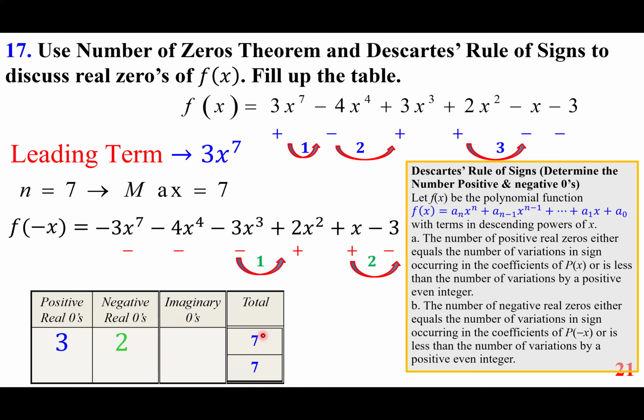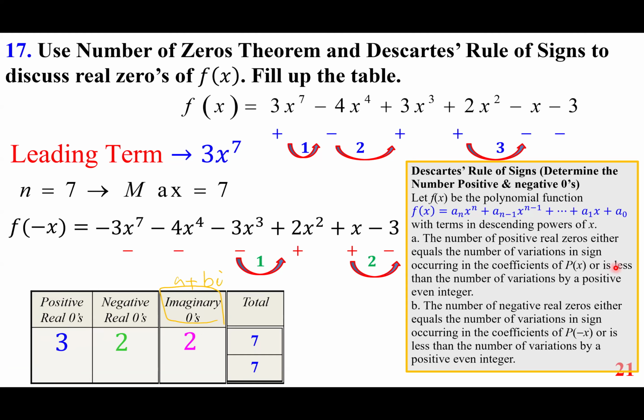Also, if the total is 7, then what are the rest? Imaginary zeros. That means the form a plus bi. That's the meaning of it, everybody. And so 3 plus 2 is 5. What is missing? 2. So there must be 2 imaginary zeros. So that's up to here.